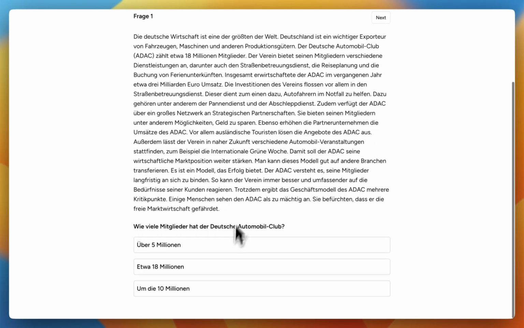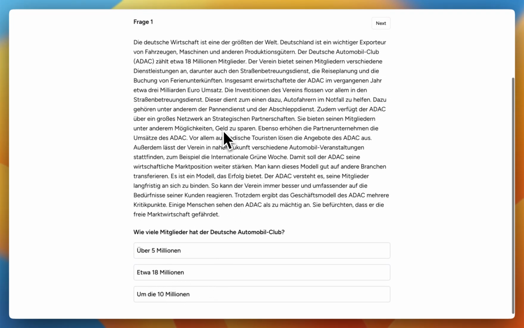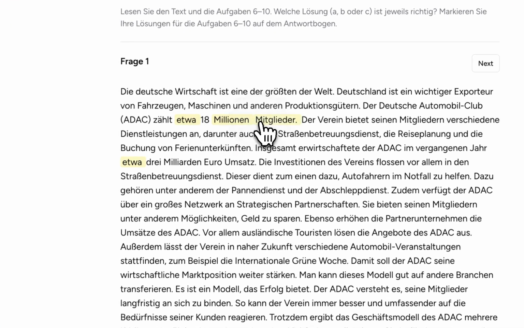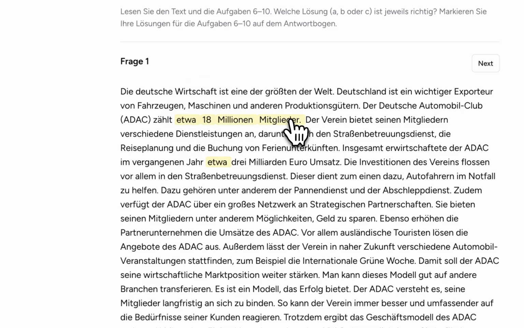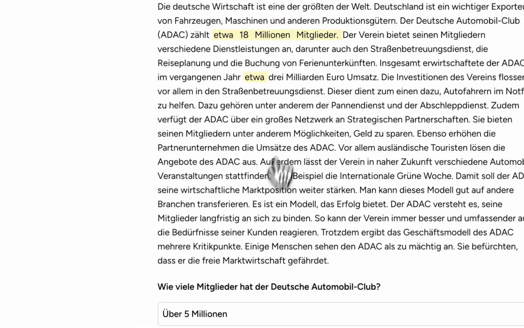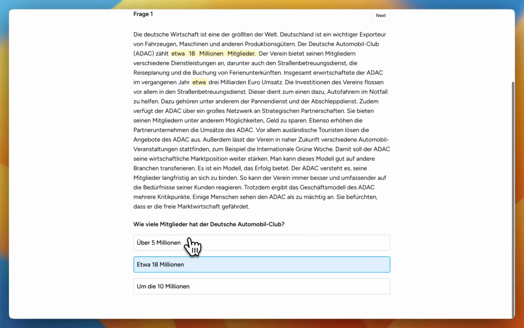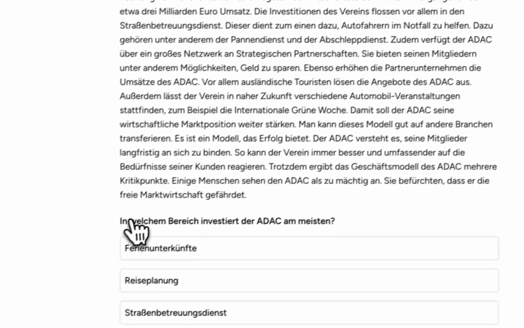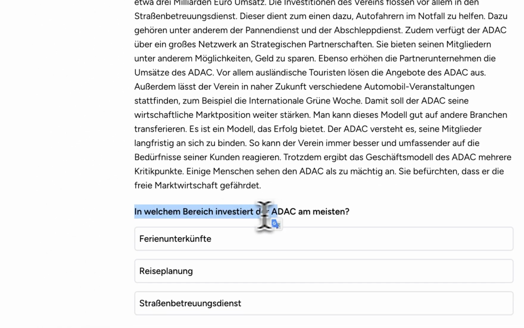So what you can start by doing is look at 18 million, 5 million, or 10 million anywhere in the paragraph. If I just try to scan with my eyes quickly, I can already see around 18 million Mitglieder. So I can just select that, and just by keyword matching, I was able to figure out the answer. The next question, again focusing on the question: In welchem Bereich investiert ADAC am meisten?